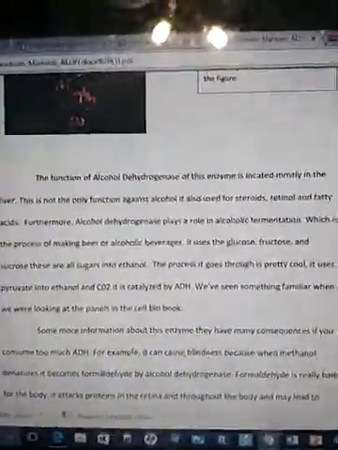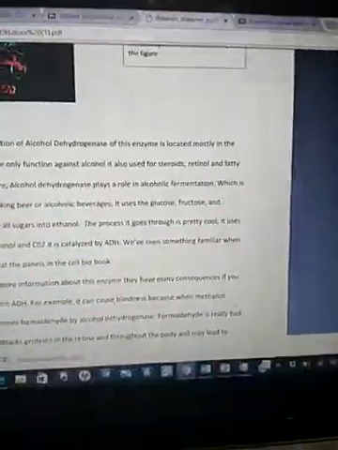The alcohol dehydrogenase is an enzyme. It's located in the liver and is mostly against alcohol, and is used for steroids, retinol, and fatty acids. It also plays a role in yeast, like making beer, alcoholic fermentation. It reduces the glucose, fructose, and sucrose, all the sugars, into ethanol and CO2. This process is pretty cool. We saw something familiar in the book, in the panels.